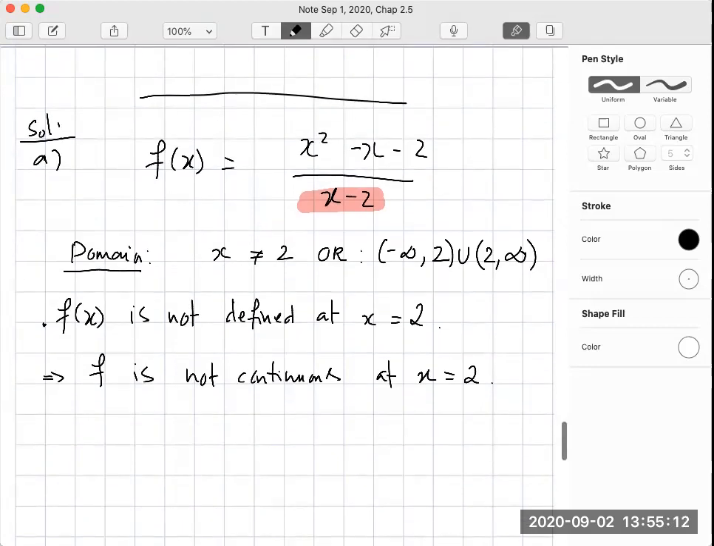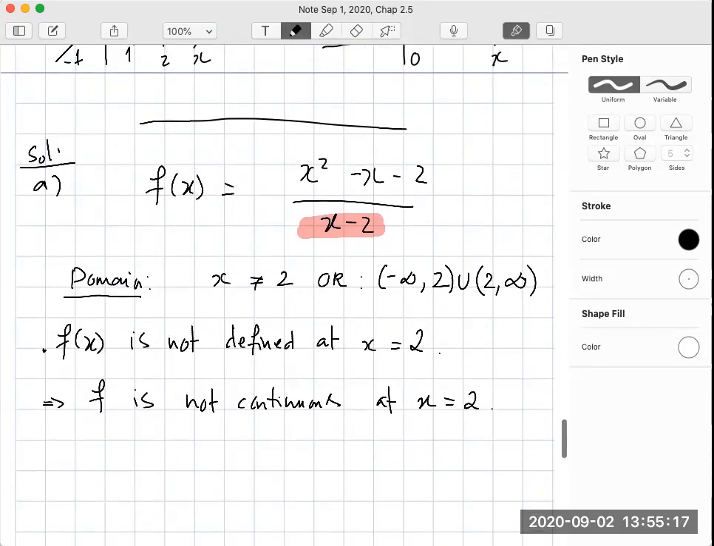How come you don't factor the numerator? Yeah, we can do that, but for now we just observe that and we see it immediately. At x is equal to 2, then it is not defined because at x is equal to 2, the denominator is 0, right? We cannot write a number something over 0. It is not defined. We are not allowed to do so. Because it is not defined, then it is not continuous.